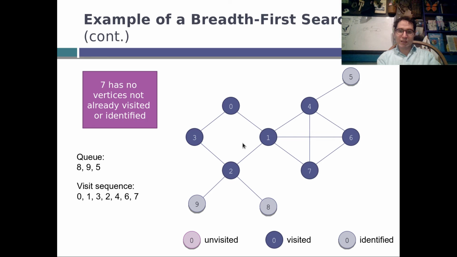So we've visited all the things of distance 2 away. Next we dequeue, and we visit 8. That has no information to add. And then we visit 9, and then finally we visit 5. So we visited all the things. We started at 0, we visited 1 away, then all the things that are 2 away, then we visited all the things that are distance 3 away.